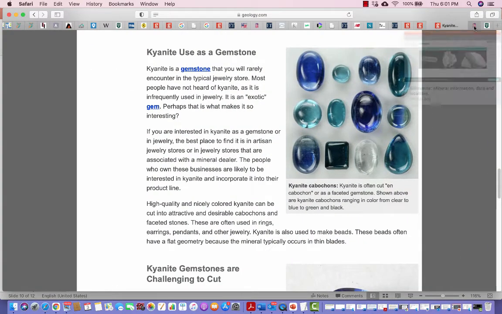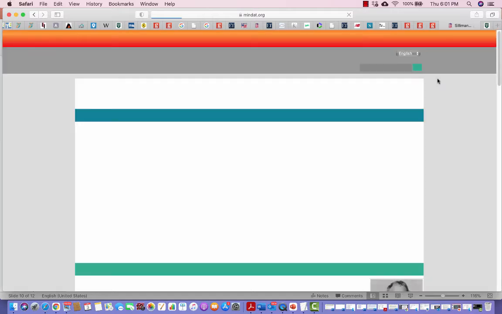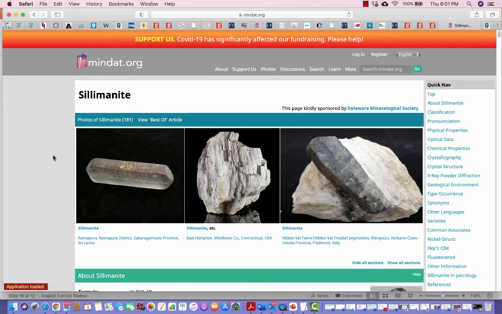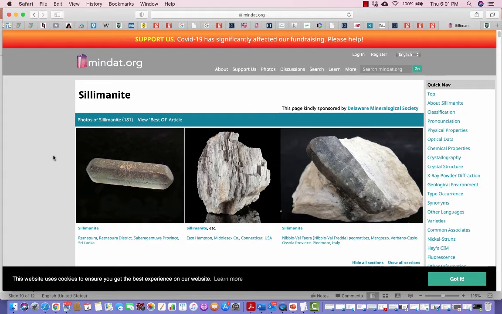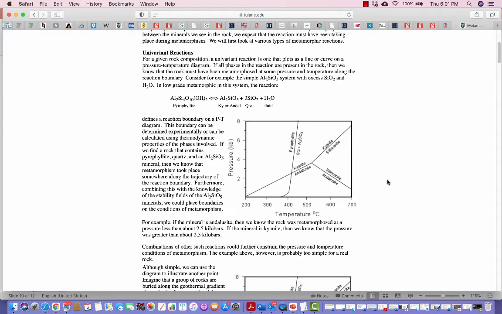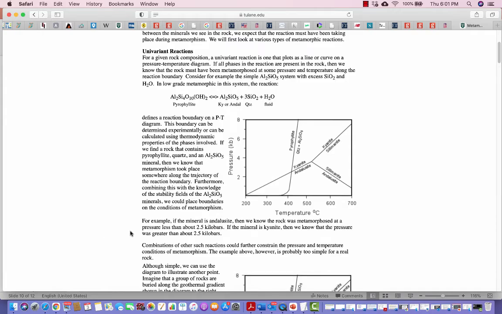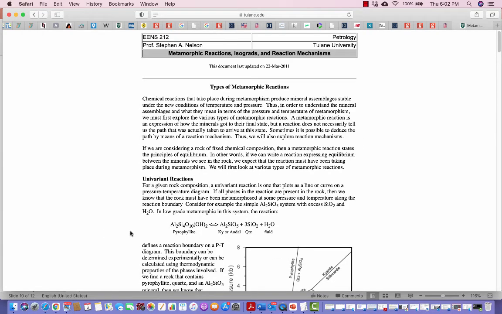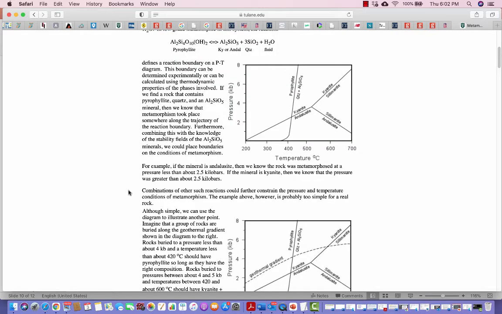Here was kyanite. Now we're going to increase the pressure and temperature, and we're moving into sillimanite. So there it is. You can see it's kind of a whiter shade. A lot of the specimens are much lighter gray than the kyanite and the andalusite. If we go to the other site, we can kind of see the different metamorphic reactions that happen to go through all these stages.